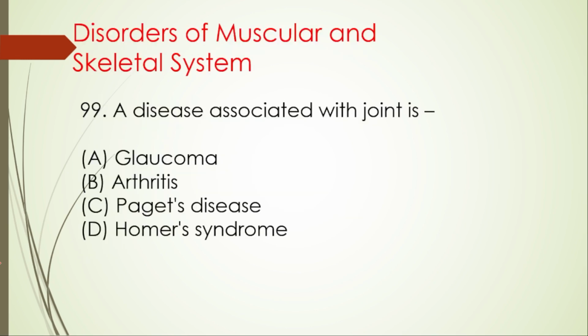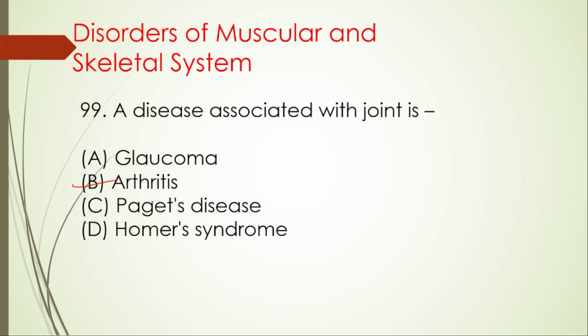Next, disorders of muscular and skeletal system. 99th question. A disease associated with joint is A. Glaucoma, B. Arthritis, C. Paget's disease and then D. Horner's disease. So here the right option is arthritis.